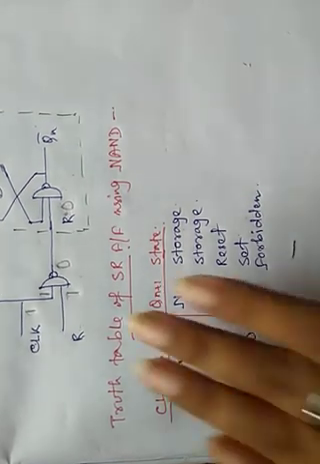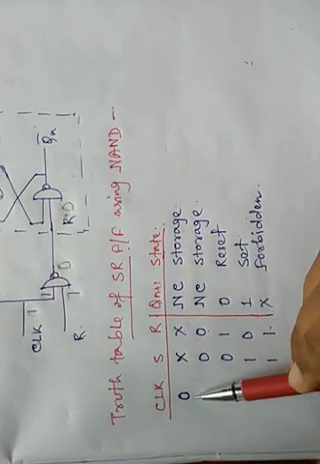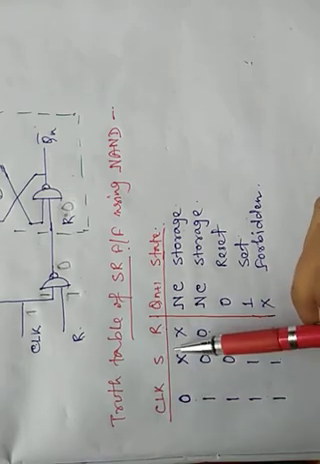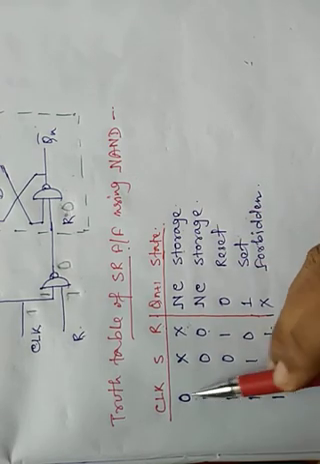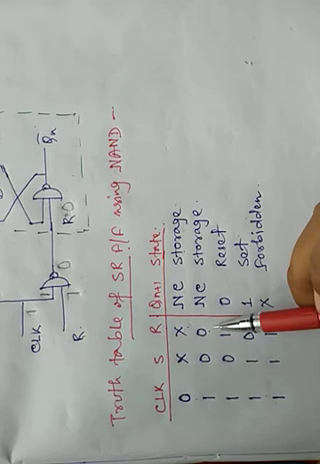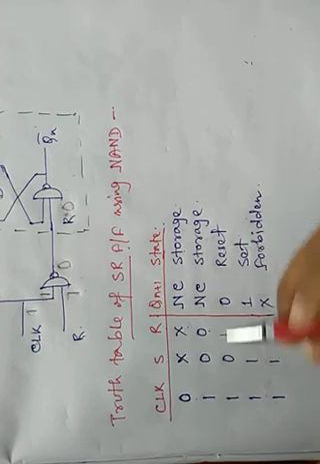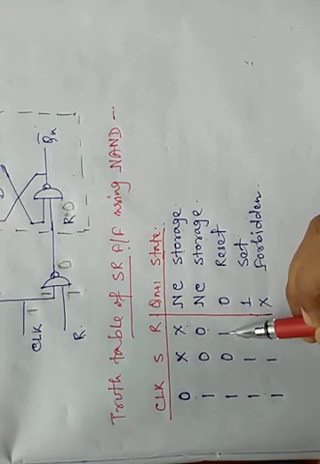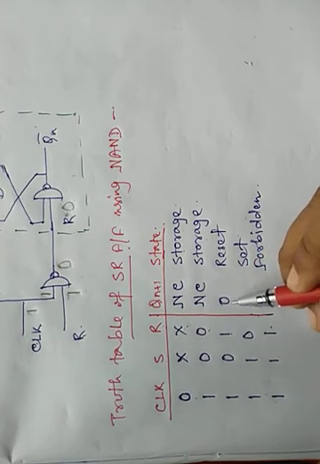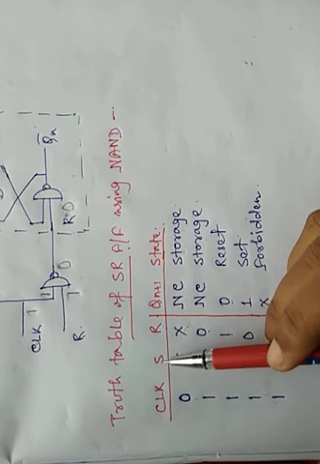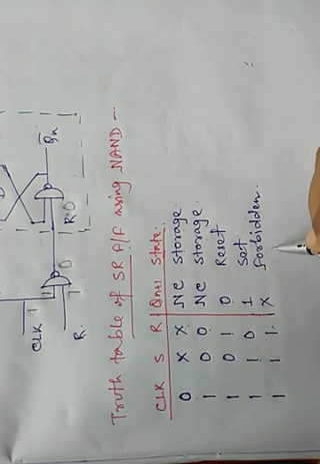Okay, now from this truth table, we get that whenever clock is 0, the flip-flop will not get activated, that is it acts as a storage. Whenever clock gets high value, the output changes accordingly. When S and R both are 0, it also acts as storage. When S is 0, R is 1, that means when reset input is 1, the flip-flop changes to reset state. When set input is 1, flip-flop changes to set state. When both are 1, it is forbidden state.